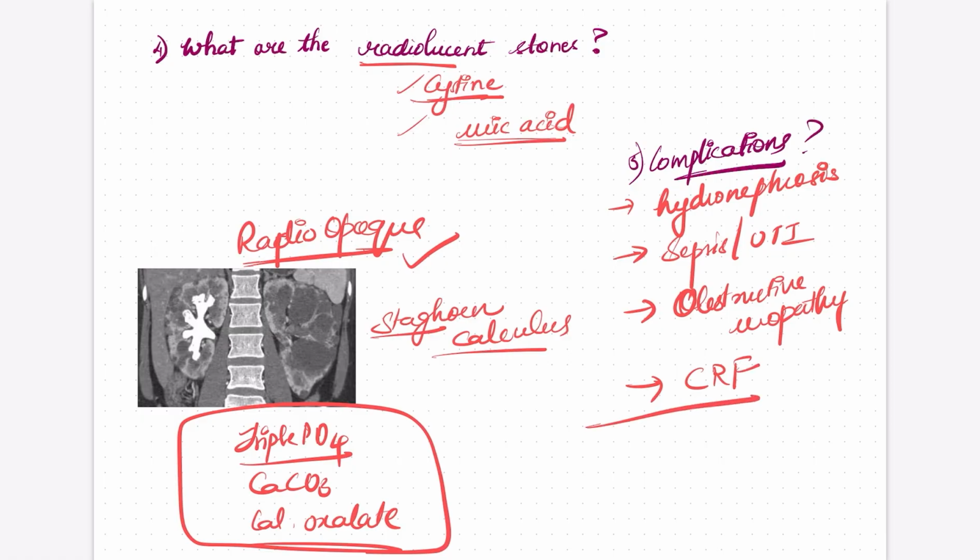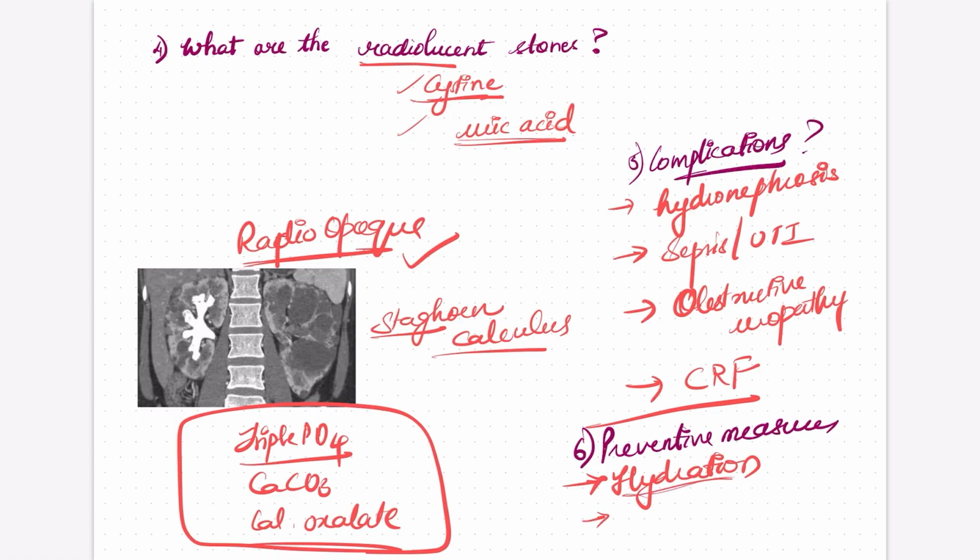So what are the preventive measures? Number one is adequate hydration, drinking lots of water. Even in the presence of a renal stone, the patient is advised to drink more water, as seen in this clinical vignette. So diuresis pushes out the stone. So hydration is a preventive measure.